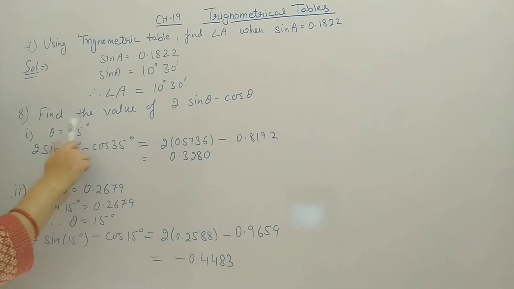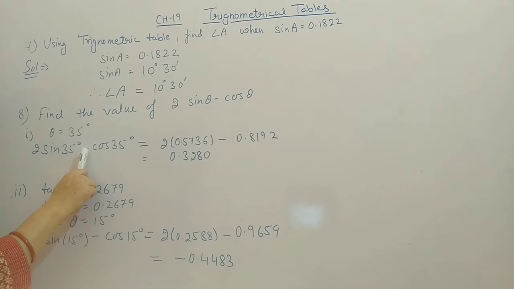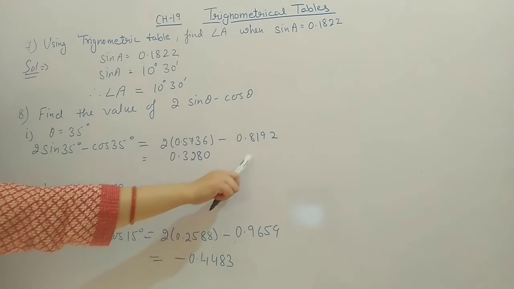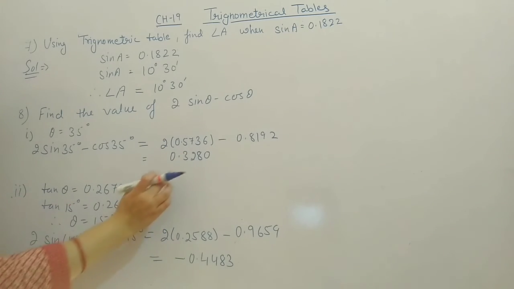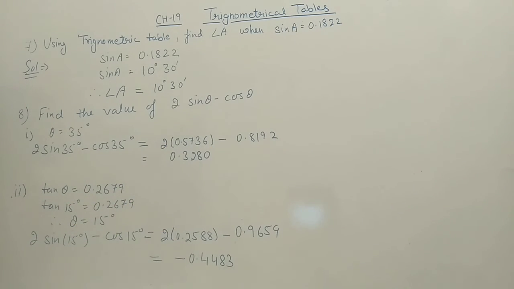Question number 8. Find the value of 2 sin theta minus cos theta. First part, when theta is 35 degrees. So check the value for sin 35 in the table, sin 35 in 0 column, then minus cos 35 in 0 column. After that multiply 2 with this number and do the subtraction. The answer will be 0.3280.